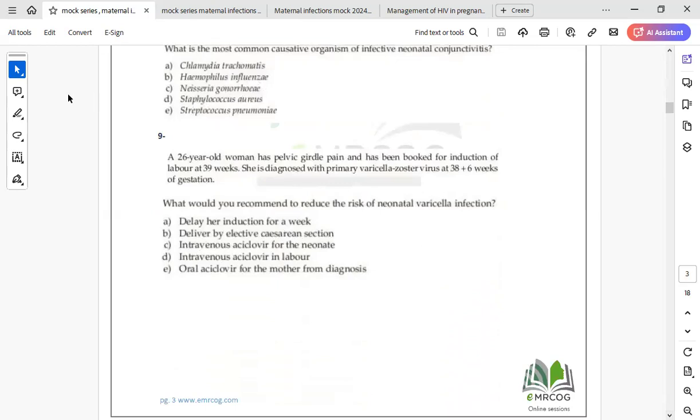Okay, here. This patient with pelvic girdle pain has been booked for induction at 39 weeks. She's diagnosed with primary varicella zoster at 38 plus 6 weeks. What would you recommend to reduce the risk of neonatal varicella infection? Take your time. She is booked for induction at 39 weeks, and unfortunately, she got the varicella zoster just 4 days before induction.